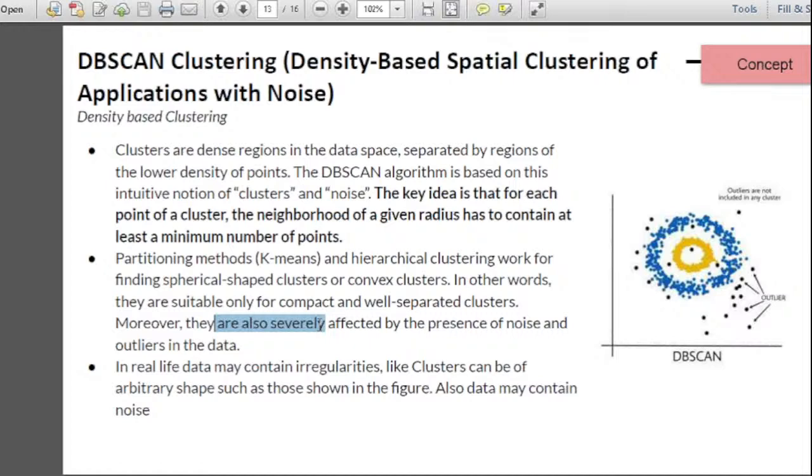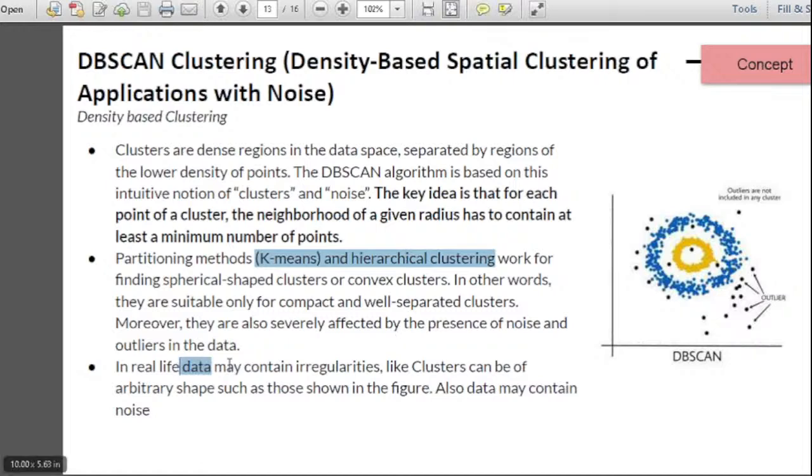They are also severely affected by the presence of noise and outliers in the data. K-means is distance based, hierarchical clustering is also distance based, right? They get impacted by the noise and outliers.